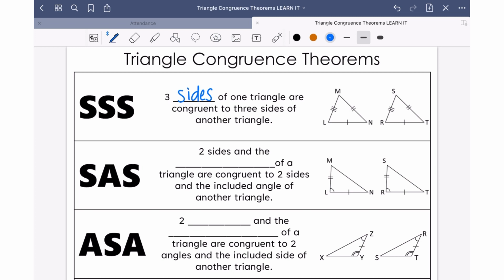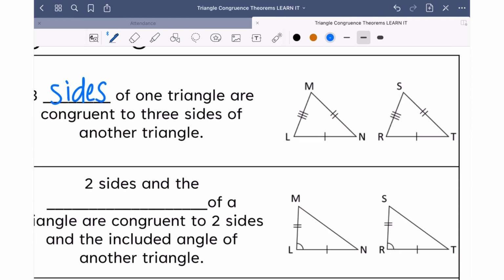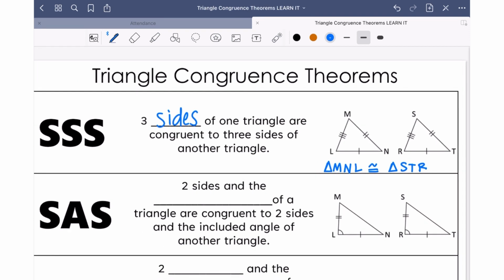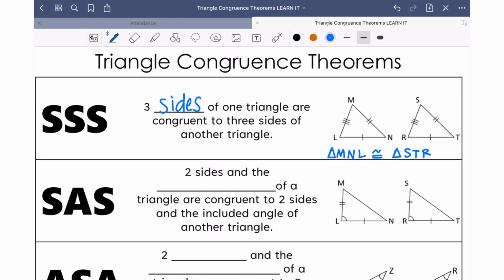So these 2 triangles, I'm going to go ahead and label it and say triangle MNL is congruent to, who corresponds with angle M? For the other triangle, can you see it? Angle S. And then who corresponds with angle N? Angle T. And who corresponds with angle L? Angle R. Okay? But I am going to say that I know that these are congruent because of the side theorem.